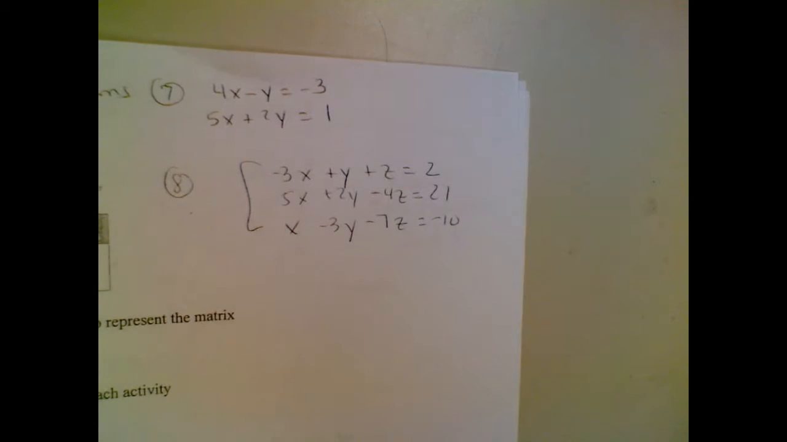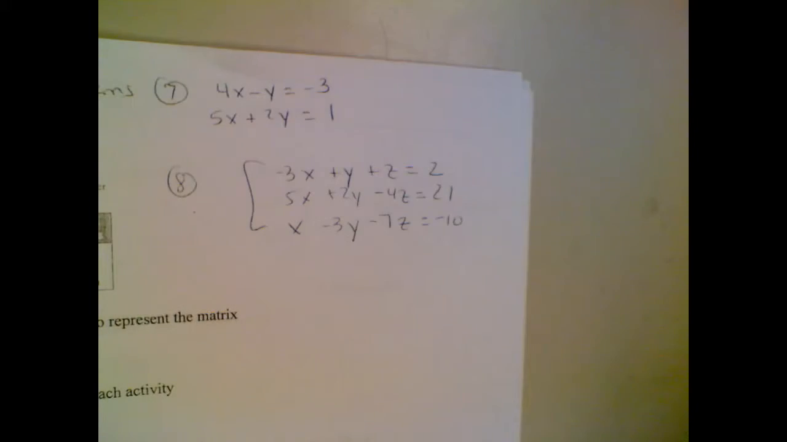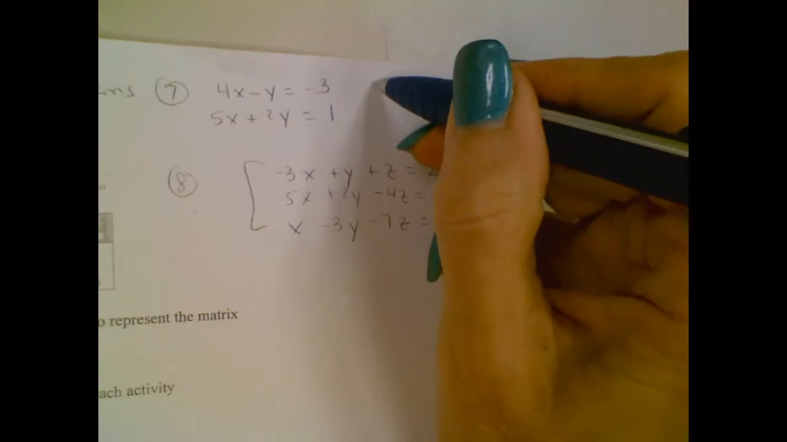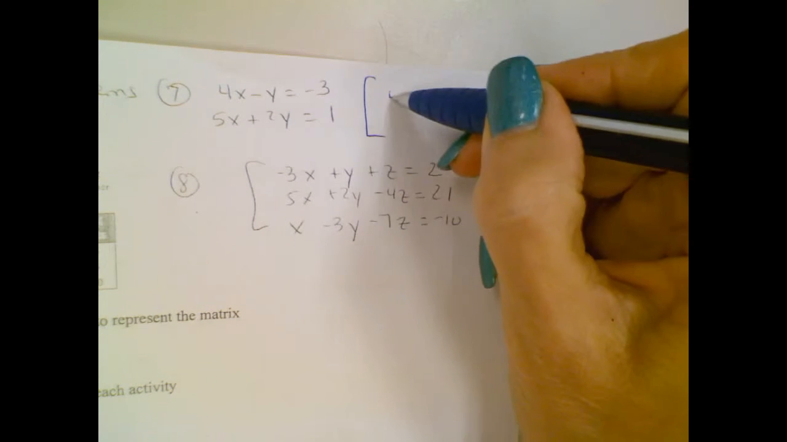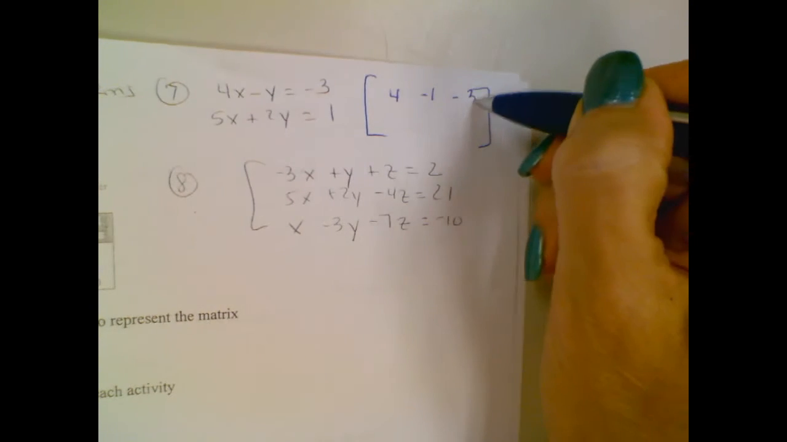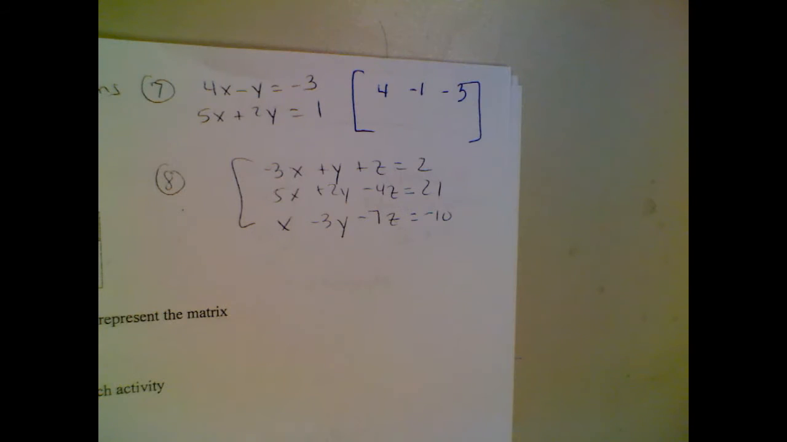You have to do elimination. You have to get them to be opposite so you can eliminate them, or you can substitute something in. Remember all that? We don't have to do any of that. We're going to set these up as a matrix. Now, when you set these up as a matrix, you're going to go 4, -1, -3. I'm going to use coefficients only.